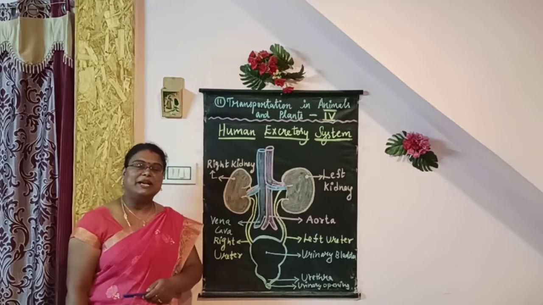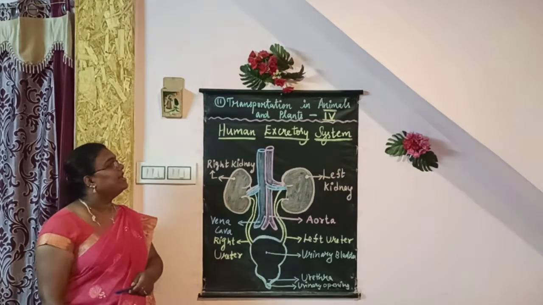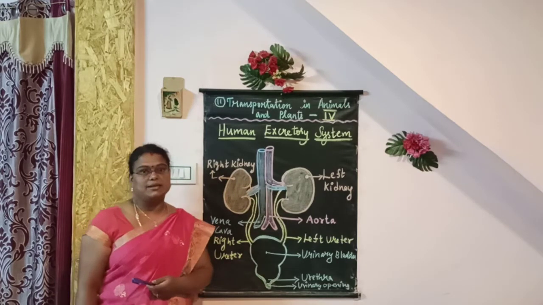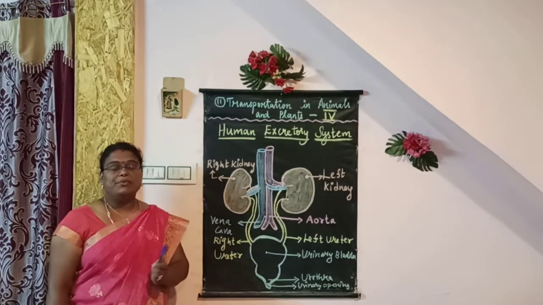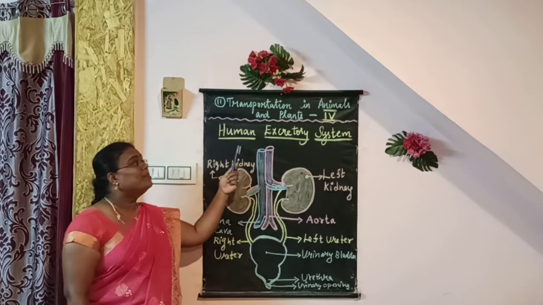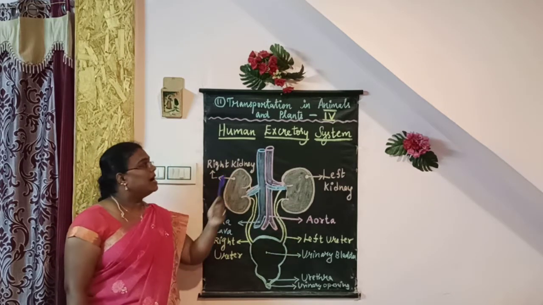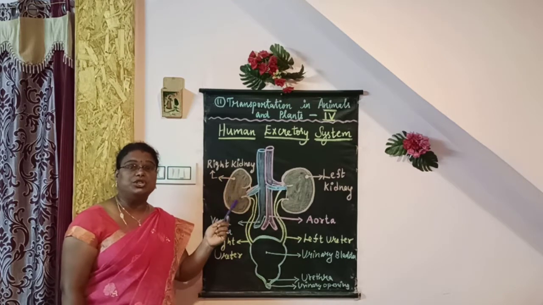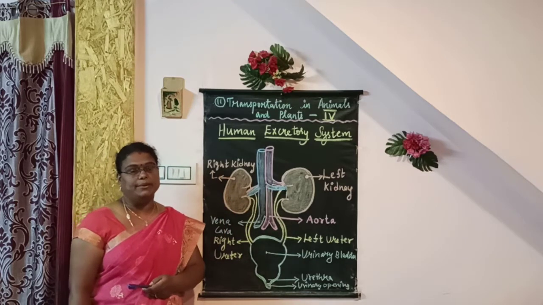Hi students, welcome back to part 4, chapter 11, transportation in animals and plants. In this part we are going to see the human excretory system. Under this topic we are going to study the structure and function of the human kidney.